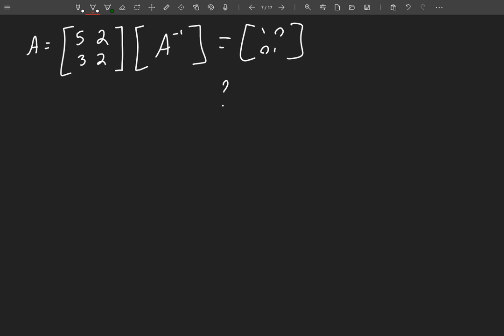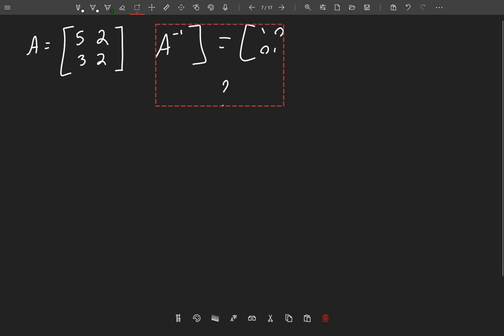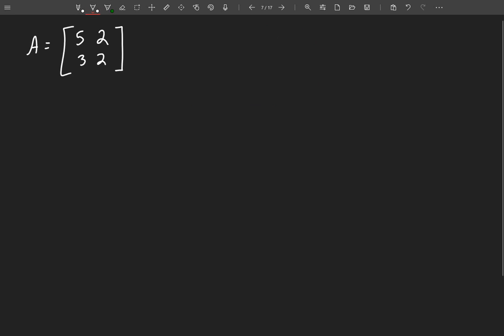All right, so let's try it. First, we got to find A inverse. And we practiced that quite a bit in the last video. I wanted you to get comfortable with that first so that we don't get bogged down in all the details of the mechanics when we're trying to understand why we're doing this. All right, so let's find the inverse. First of all, the determinant of A is going to be 5 times 2 is 10, minus 3 times 2 is 6, so the determinant is 4.